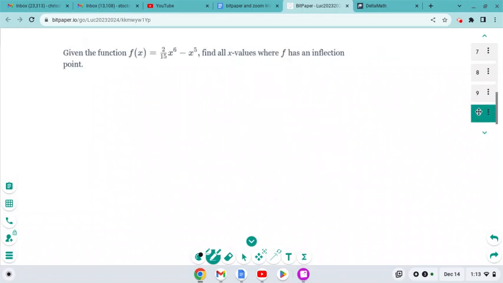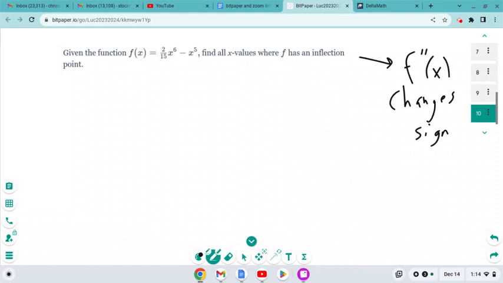The next type of question is if a function has a point of inflection or an inflection point. This is where the second derivative changes sign. So it doesn't matter if it changes plus to minus or minus to plus, it has to change sign.